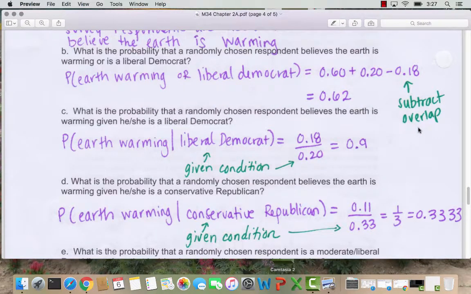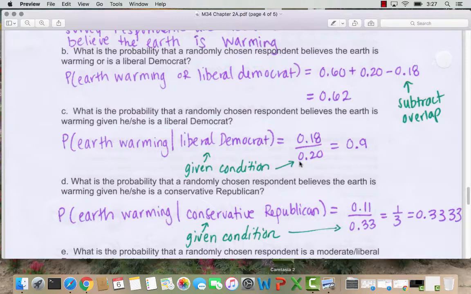Question C asks, what is the probability that a randomly chosen respondent believes the Earth is warming given he or she is a liberal Democrat? So now our given condition is that the person is a liberal Democrat. So our denominator is 0.20, which corresponds with the total liberal Democrats in the survey.